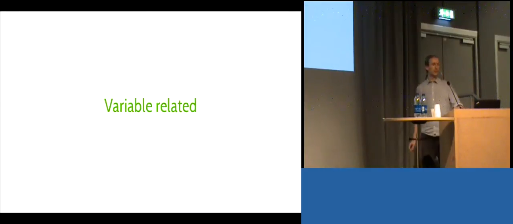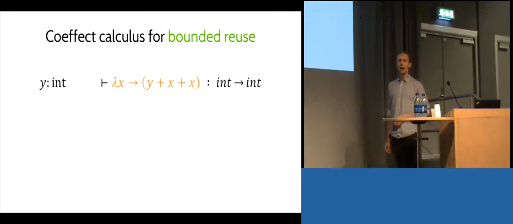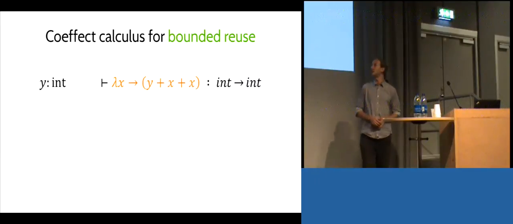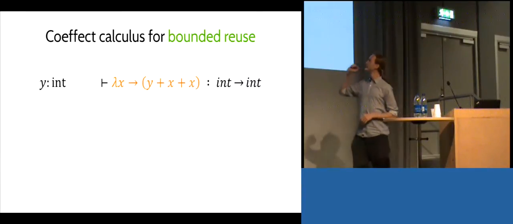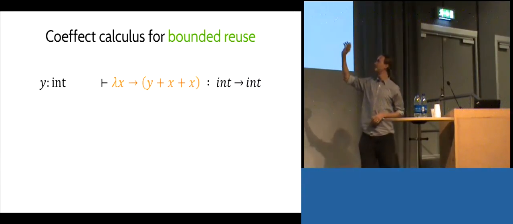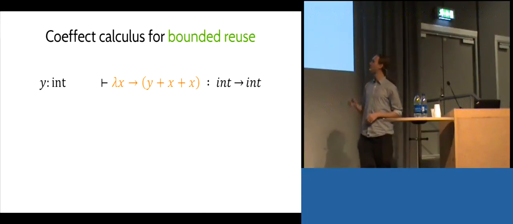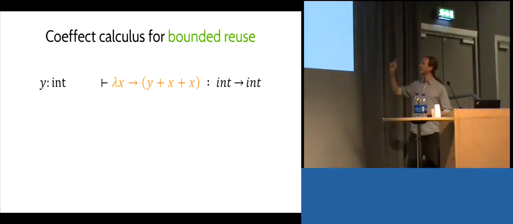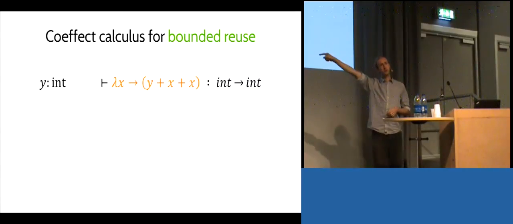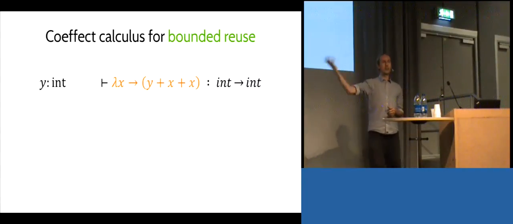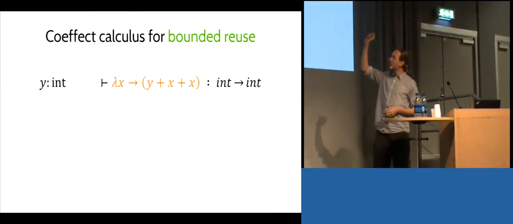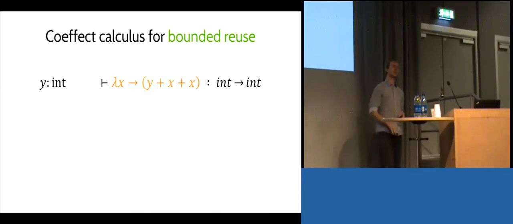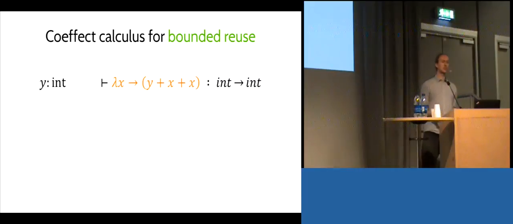So I'll start with one variable related example. And this is the bounded linear logic. What I have here in the orange is a function that takes x and gives me y plus x. Still pretty easy. The tricky thing is x is coming from the bound variable, so that's the function input. Y is coming from the outside, from the declaration side, or the context where I'm defining the function.